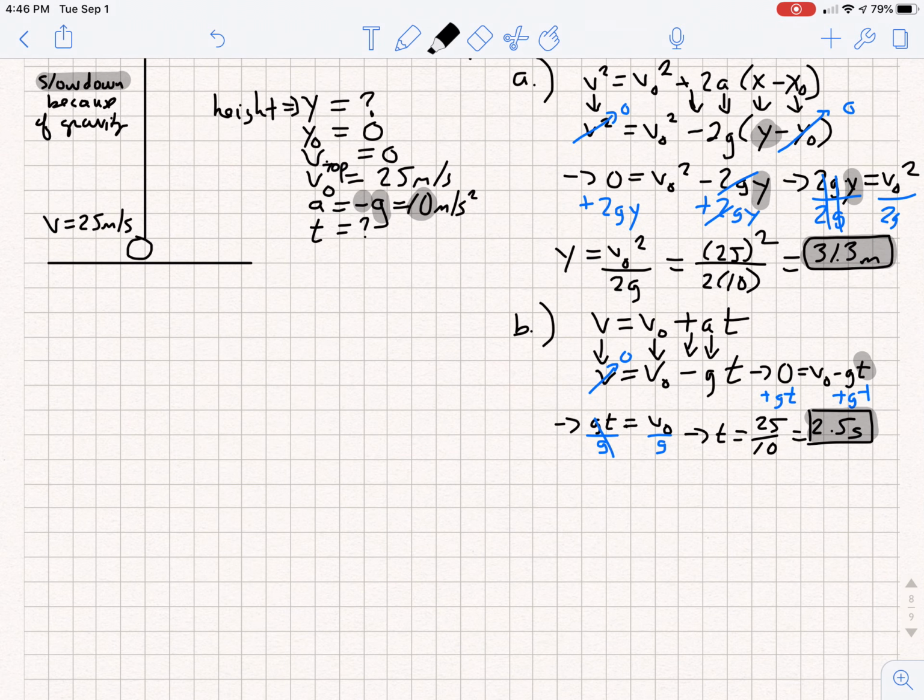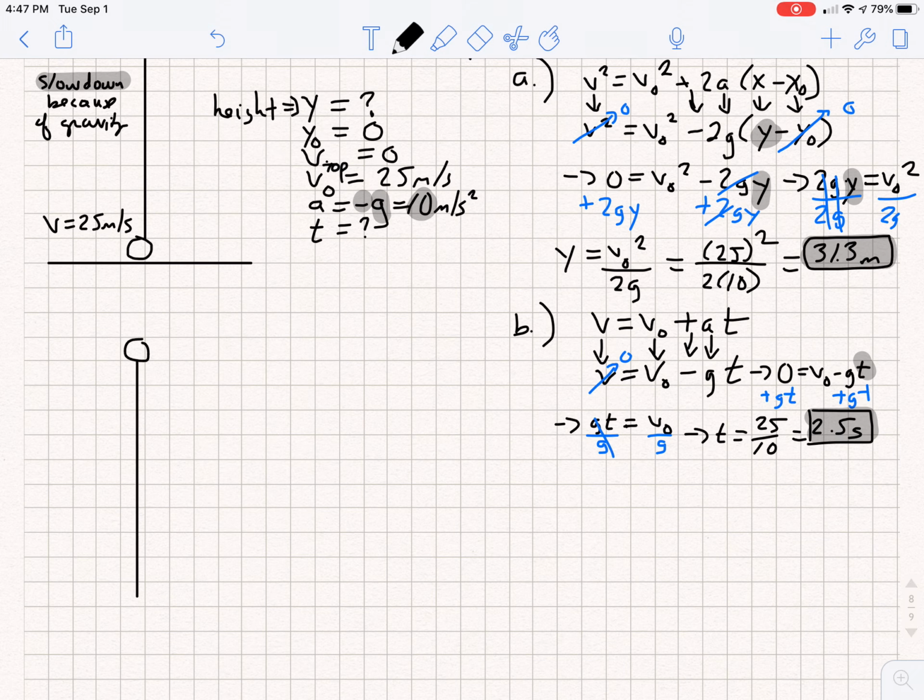Now part C wants to know how long it takes to hit the ground after it reaches its highest point, and what the velocity is when it returns to the level of the ground. Well, to do C and D, it would probably be wise for us to construct a new picture that represents a different scenario. So here's what we can do.